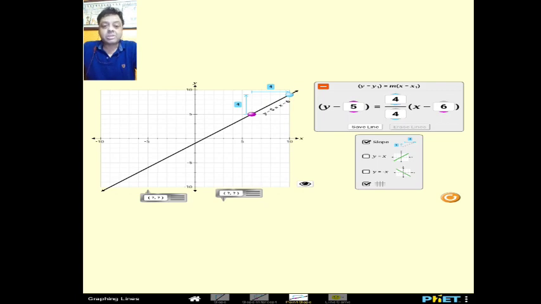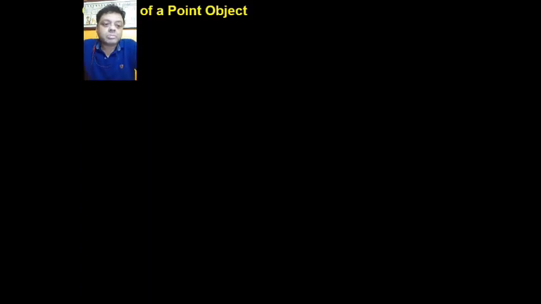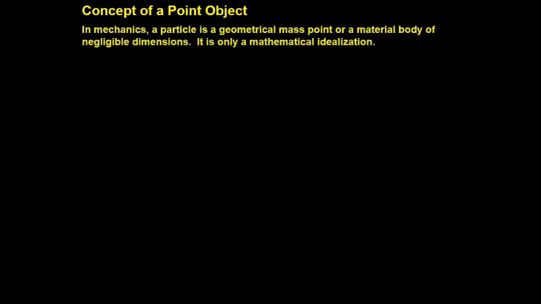So this is an interesting aspect of the graph, where the size of the object is negligibly smaller than the size of the path. So let us see. In mechanics, a particle is a geometrical mass point or material body of negligible dimension. It is only a mathematical idealization. Actually, it doesn't exist.